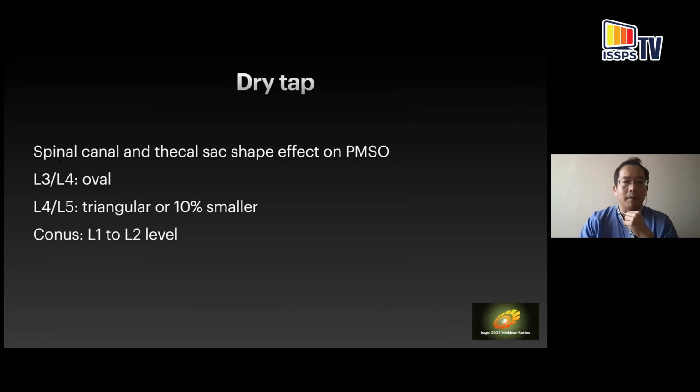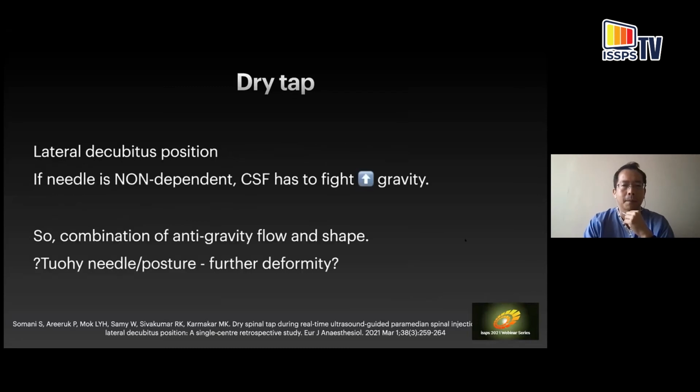Be careful as well, because the spinal canal and the thecal sac have different shapes at different levels, as we mentioned. At L3-4, it looks a bit more oval. L4-5, it starts to become a bit triangular and about 10% smaller than L3-L4. So you only really have about L3-L4 and L4-L5 to play with if you were to avoid the conus medullaris.